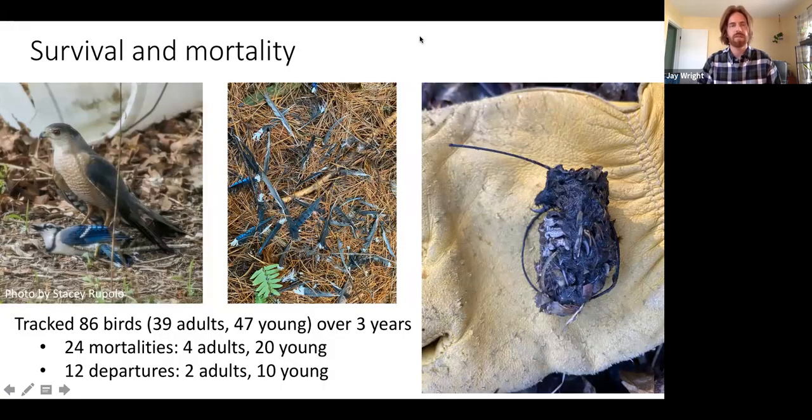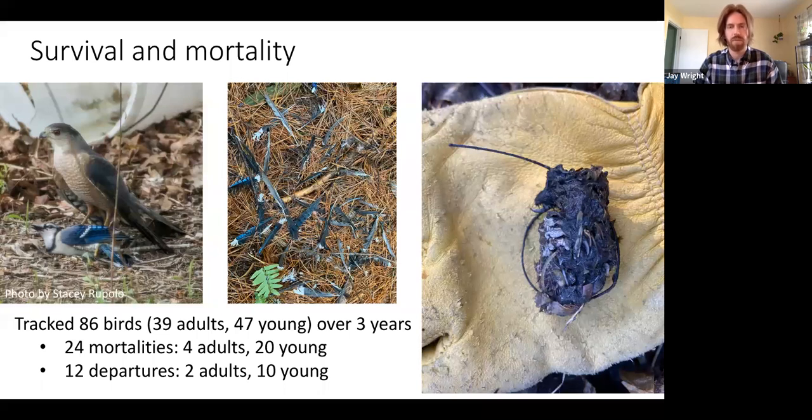All right, so some results of this survival study. Over the 3 years, I was able to track 86 birds. 39 of those were adults, 47 were young, and by young, I mean they're within the first year of their life. We did have quite a few mortalities. 24 birds were found to have died at some point over the course of those 3 winters, but it really seemed to be dependent on their age. 20 of those mortalities were young birds, in their first winter, and only 4 were adults. Adults are much more cautious and savvy about avoiding predators, probably.